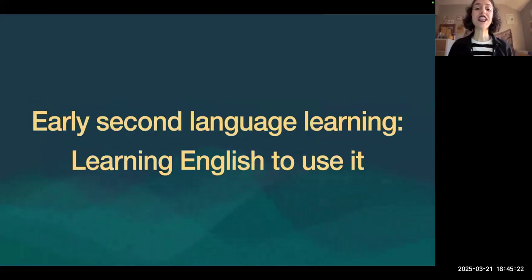So, why is early second language learning relevant? Because young learners acquire language to use it. So, it's very practical, it's very immediate, it's not much theory. It's not very theoretical, in my opinion. The more you make younger learners understand they are learning a language to use it, the more the language learning process is going to be faster and more engaging.